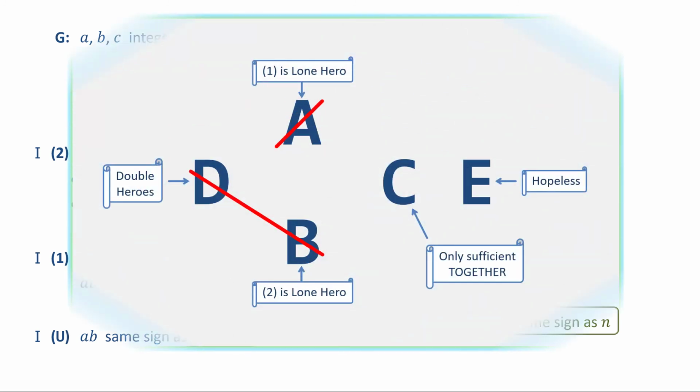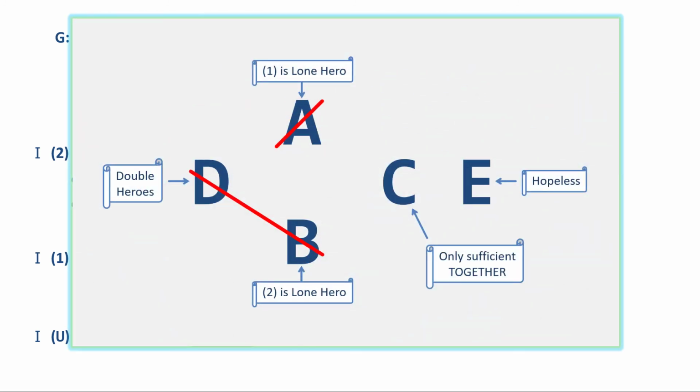Let's use the DABC grid to choose the final answer. We have found that even together, statements 1 and 2 are insufficient. They are, in other words, hopeless. So the answer is E.